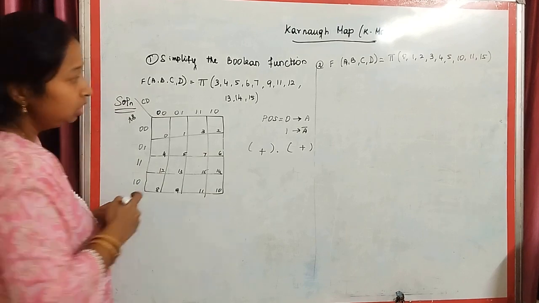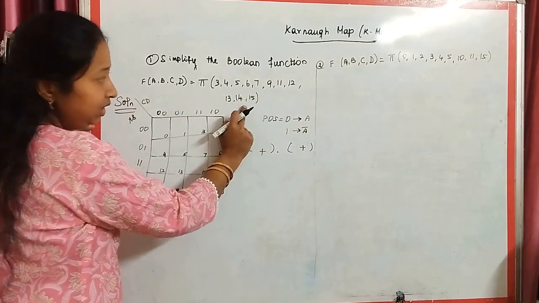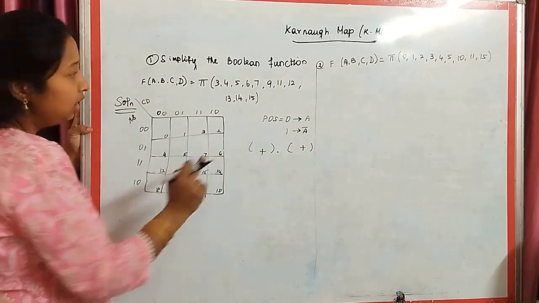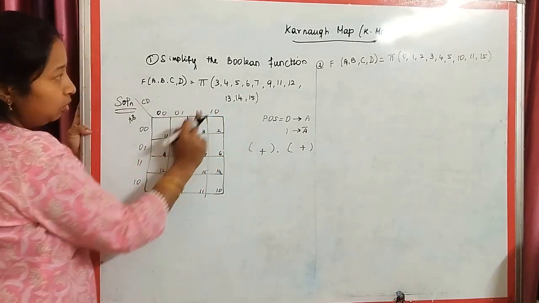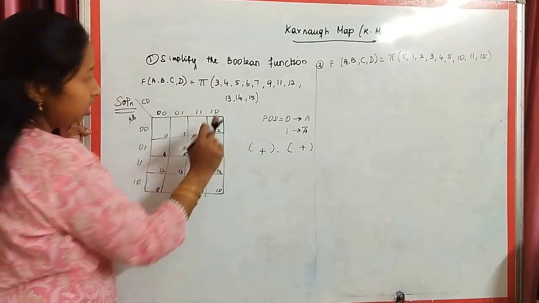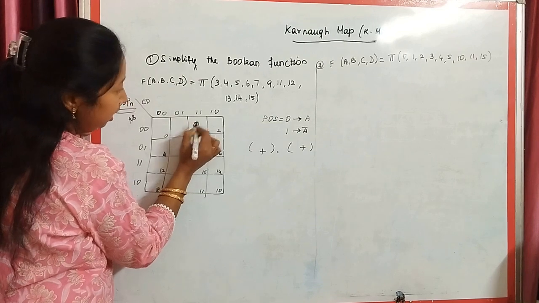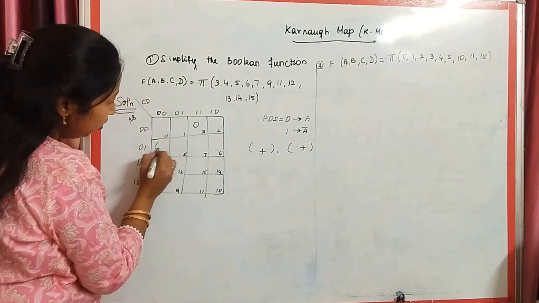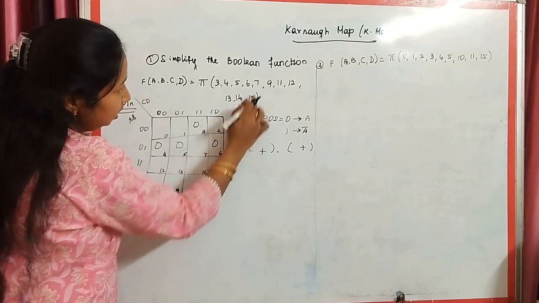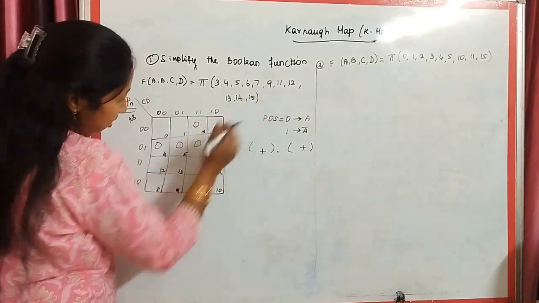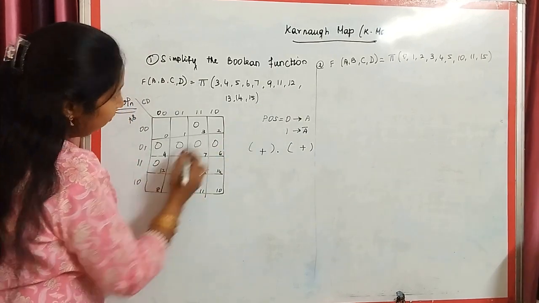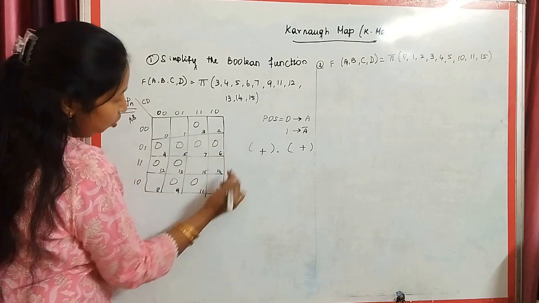How do you position? Whatever numbers are given here for a POS, you're going to represent them using zeros. Clear? Now, in that corresponding box, for all the max terms, you have to mention a 0. So, starting with 3, what is the second number? It is 4. And then what's the next number? It is 5. And then the next number, it is 6. Your next number, it is 7. Then 9, 11, 12, 13, 14.